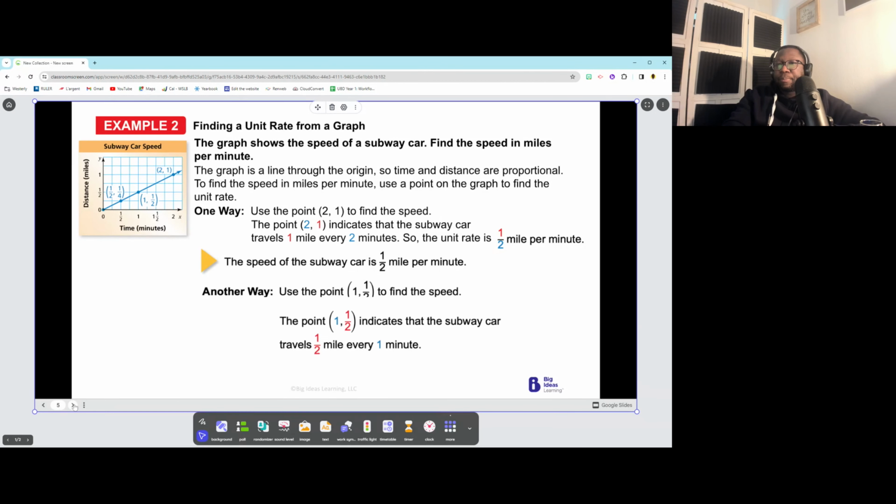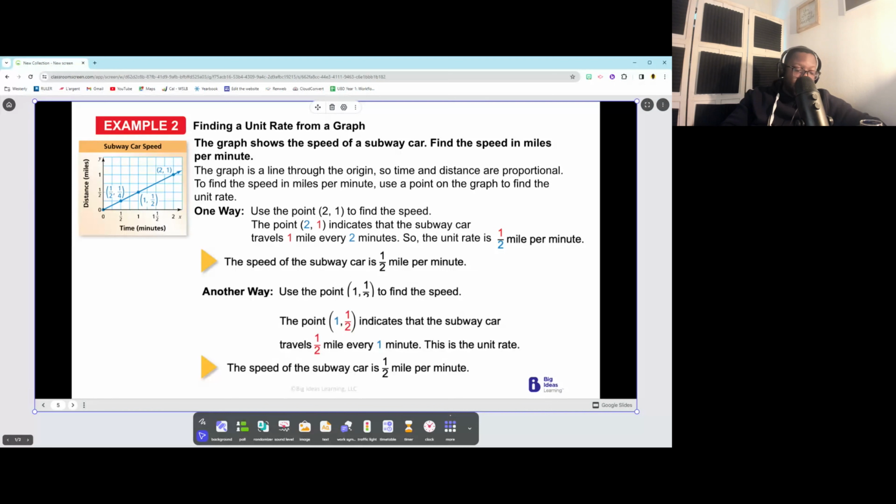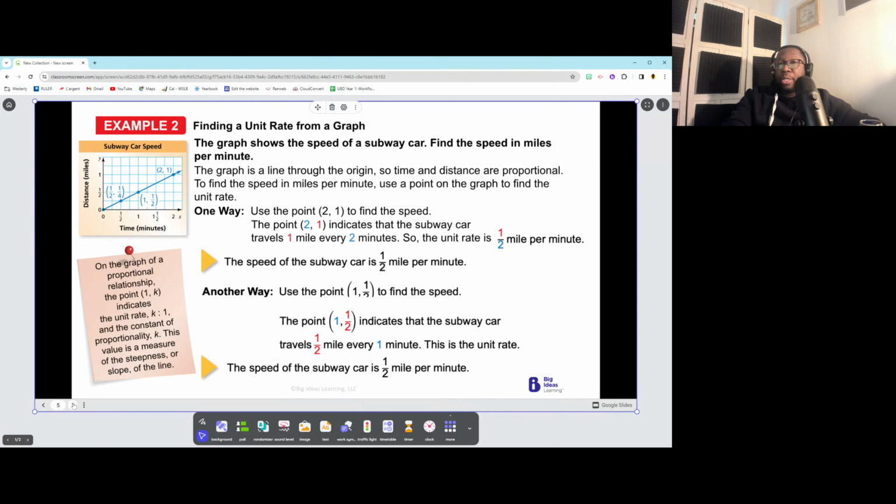Okay? So what is our constant of proportionality in this particular example? Well, constant of proportionality, as we said, is that same number that's being repeated over and over again. And in this case, it's that number that is 1/2, our unit rate. So the constant of proportionality lets us know that for every 1 minute, half a mile is being traveled.